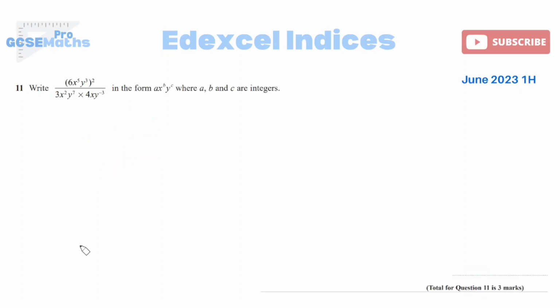Okay, this one looks a bit more complicated because there's a lot more going on. However, we are still working with index laws. We just need to break it down. So let's look at the numerator first. We've got the exact same question again with the brackets and we're going to be squaring this time.